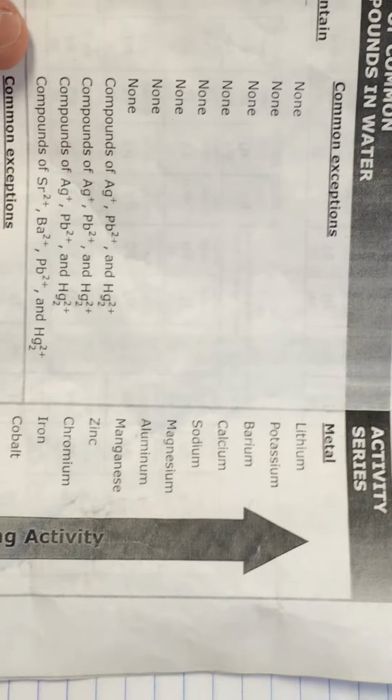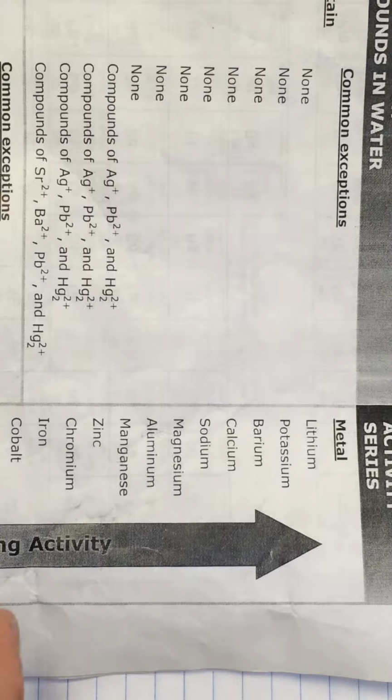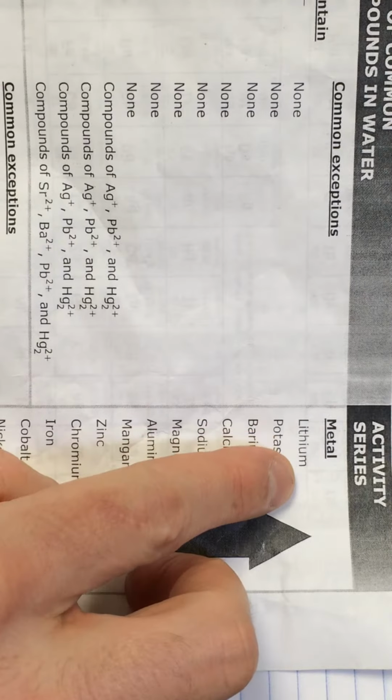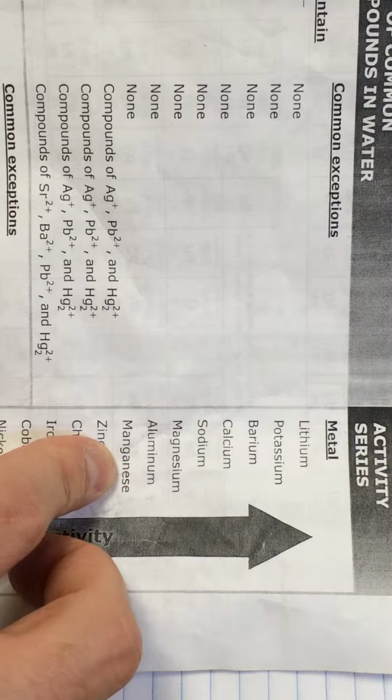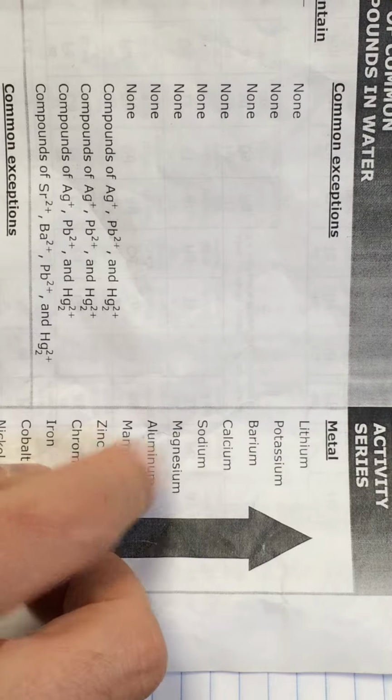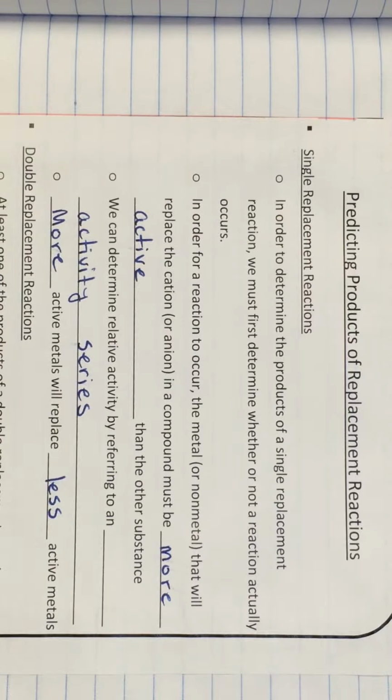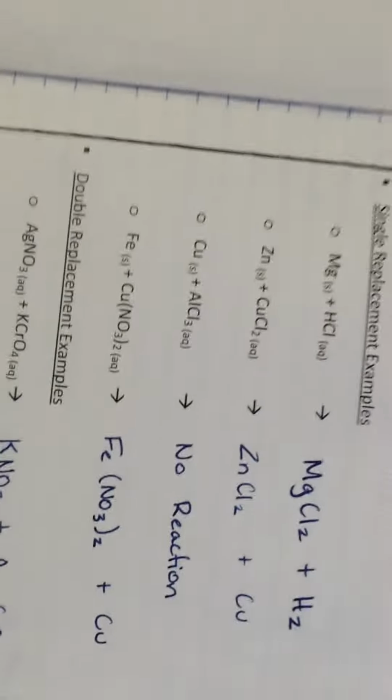So the activity series is right here, and this arrow points in the direction of increasing activity. So in other words, lithium is more active than barium. Manganese is less active than sodium. That's how we use this. So let's look at a couple of examples here on the left.